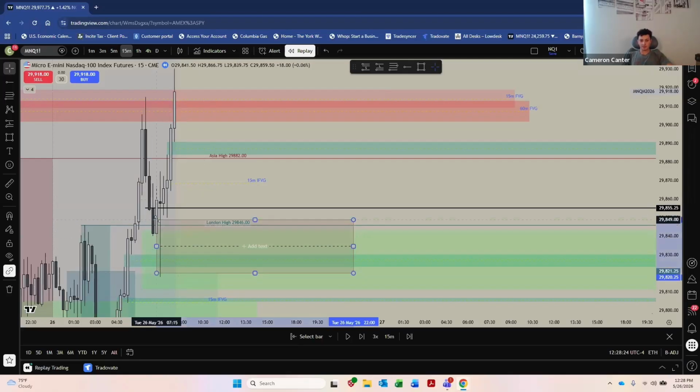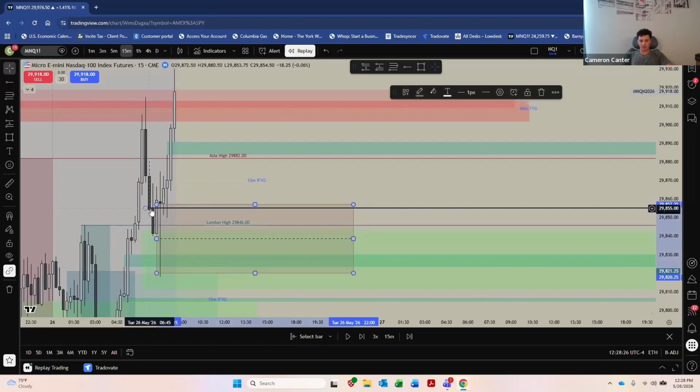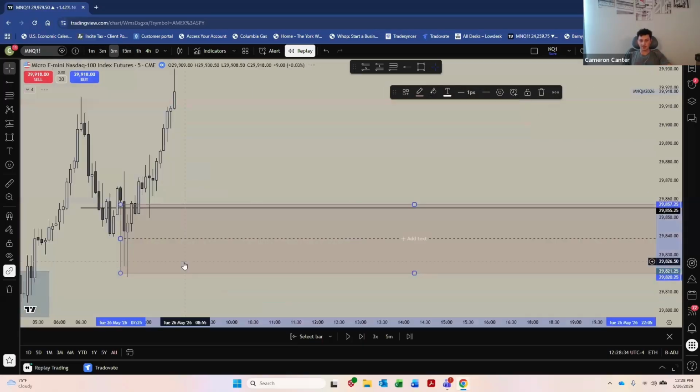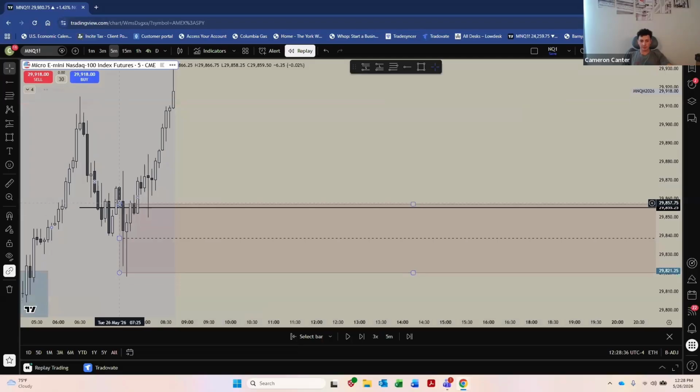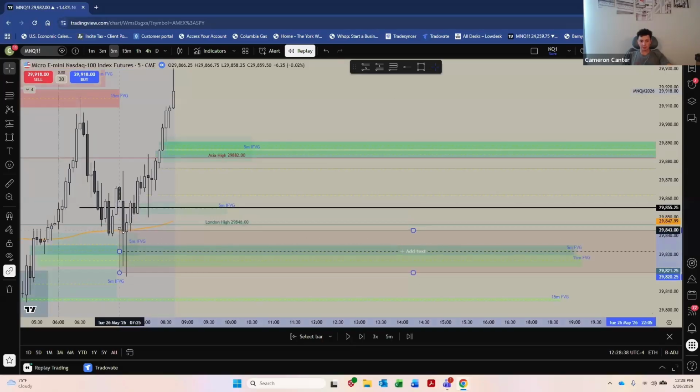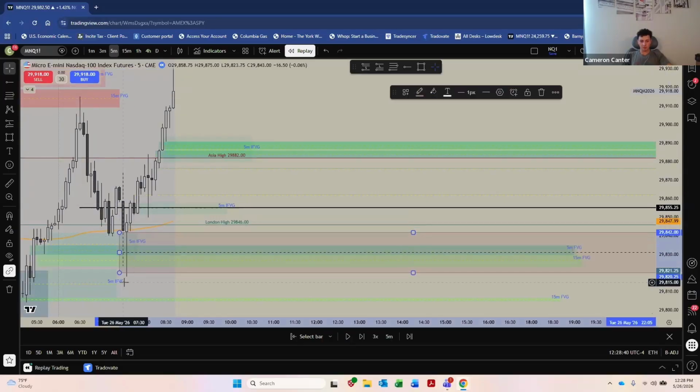So really, this is a 15-minute rejection block off of this CISD. But it also rejects the fair value gap, which means you have a double rejection. And so you draw it on the 15, and then like I always say, you scale down to the 5, and that way you have the tightest range possible.